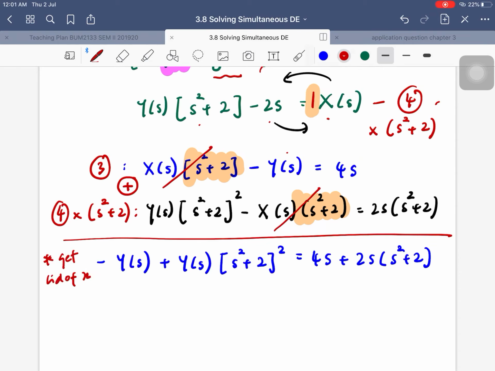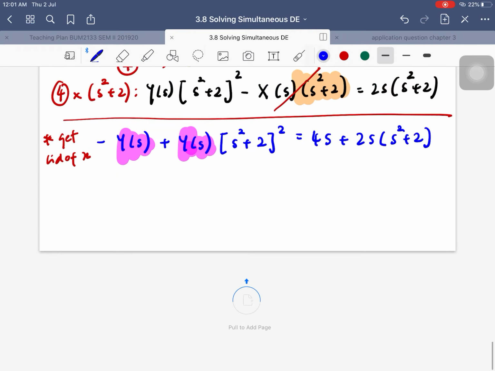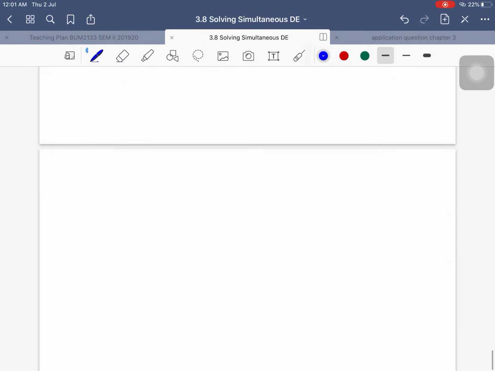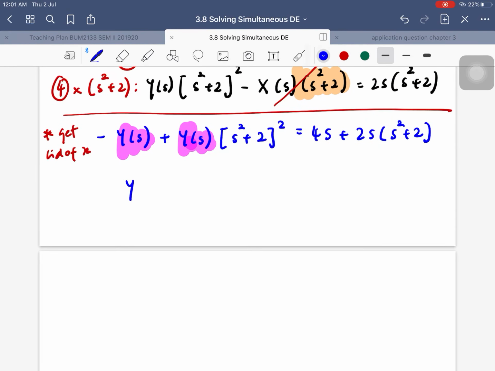Get rid of one of the variables, and this is what we wanted. And if you notice as well, I'm going to start simplifying this and find Y(s), and this is Y(s) and this Y(s) as well. So I am going to have to put them together. So when I simplify the left hand side, I'll end up with something like this. So I'm going to have Y(s).